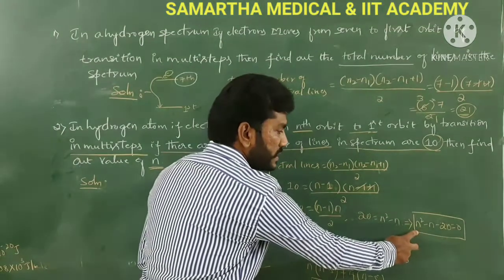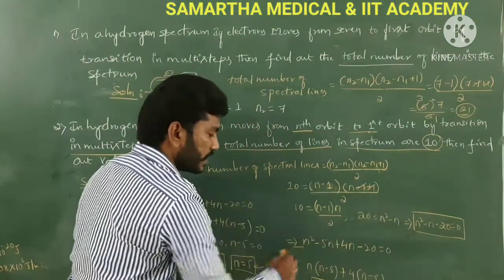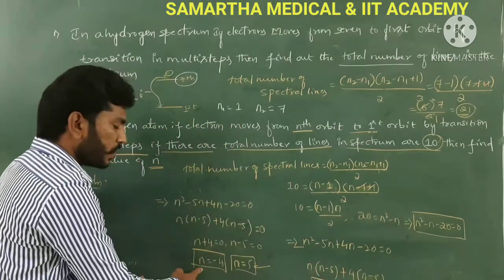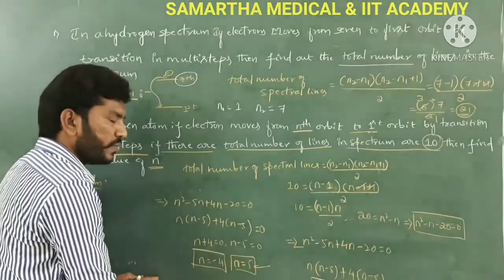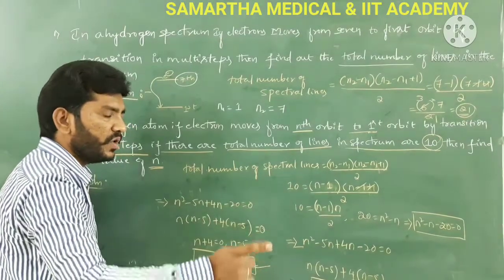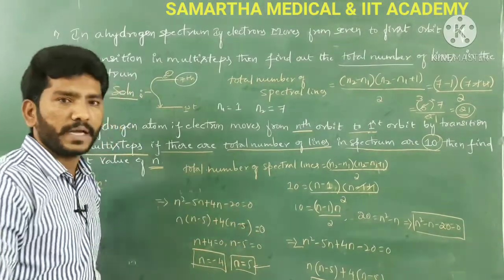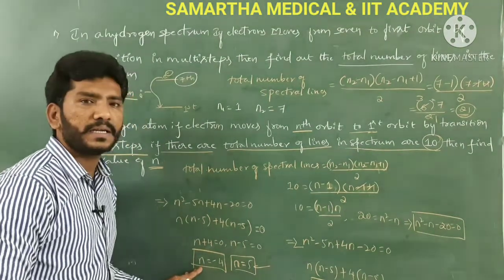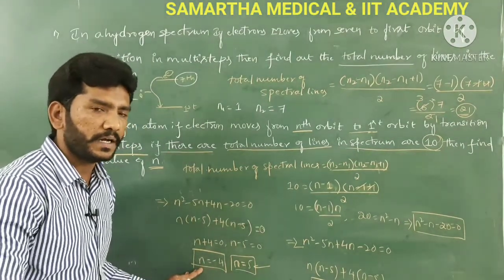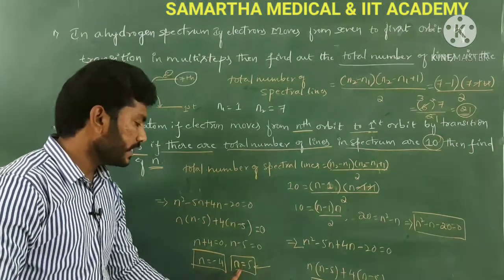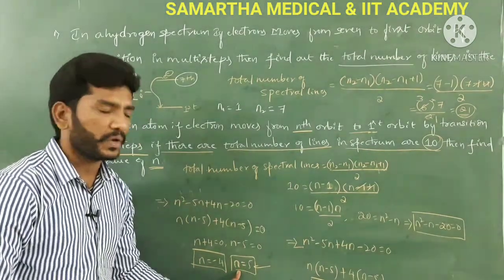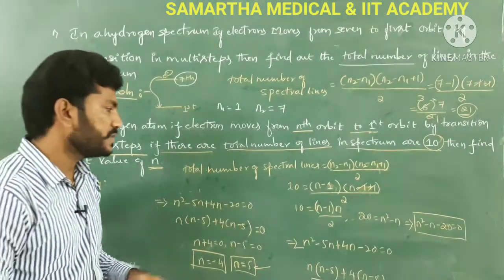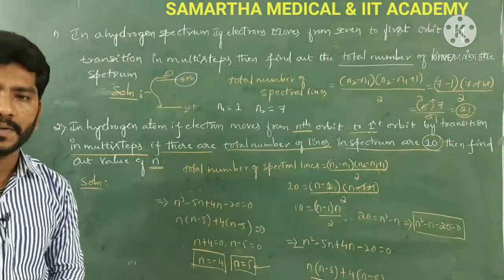So let's factorize that equation, then we are going to get this form. With further simplification, ultimately we get two values. Among those two values, n stands for a positive value, so we should consider that one. We shouldn't take the negative value, so we have to take the n value in positive form. This is the way of simplification of this numerical.